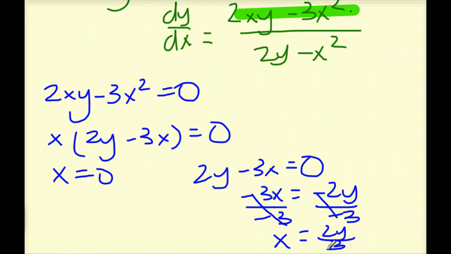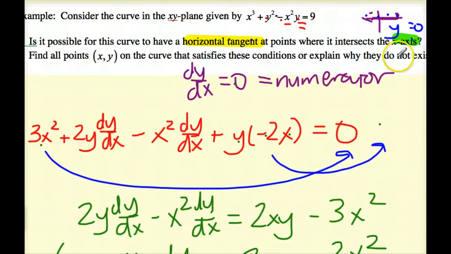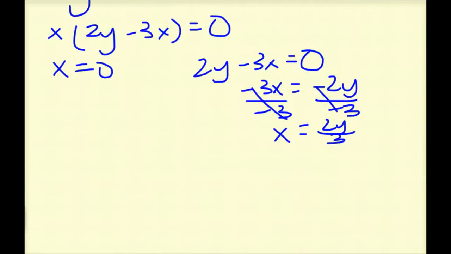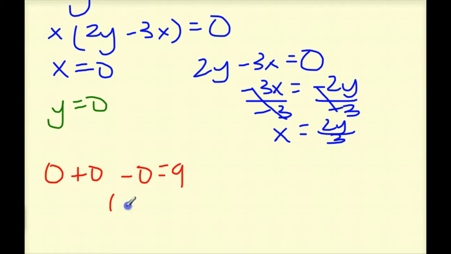So let's check and see if those conditions work. According to this, if I'm hitting the x-axis, that means my y has to be equal to 0. Well, if my y is equal to 0, and I have to take a look at these and see what happens. Well, if x is equal to 0 and y is equal to 0, if I plug it into the original equation, I get 0 plus 0 minus 0 is equal to 9. Well, is 0 ever equal to 9? No, so this does not exist.